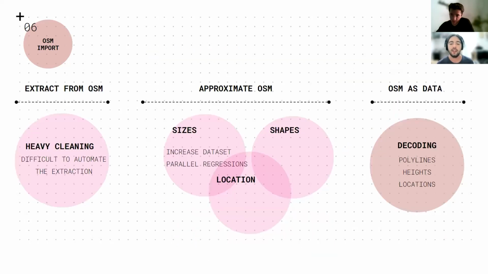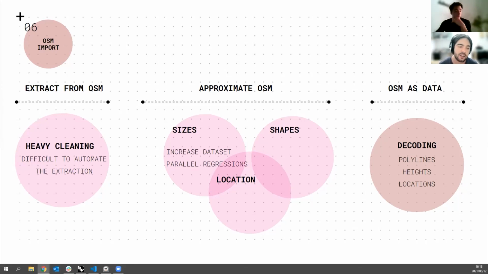So then, we started to really reflect on how this task could actually be accomplished. On the one hand, expecting to train on OSM blocks from the get-go is a hard strategy, since it's quite difficult to automate the geometrical cleaning of the blocks. Now, another strategy could be to approximate OSM geometries with our data generator, perhaps increasing the data set in terms of shape and proportions, but also building parallel regressions that would translate values from different scales and different locations.